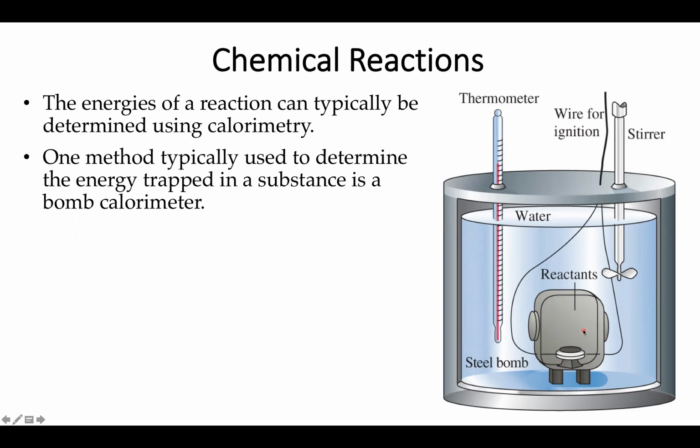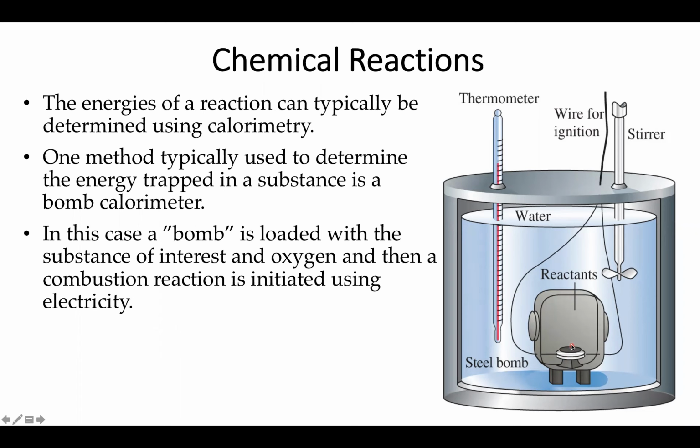That way, any energy either consumed or produced by the reaction will end up causing the temperature of the water to increase or decrease. By measuring the change in temperature of the water, you can then figure out exactly how much heat was generated or consumed by the reaction. Most typically, a bomb calorimeter is used by loading the system of interest and a whole bunch of oxygen. Then you do a combustion reaction, which is initiated by having electricity enter the system.